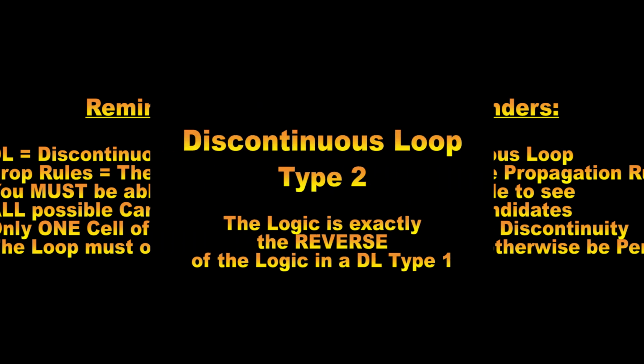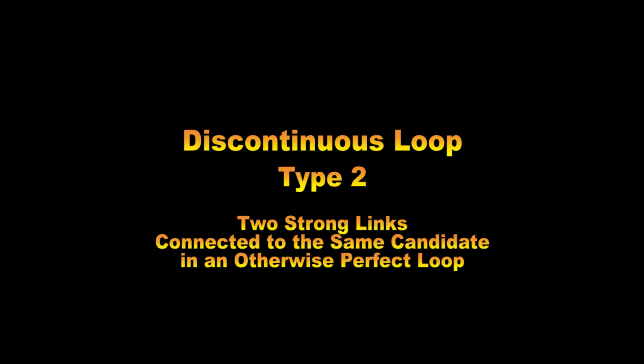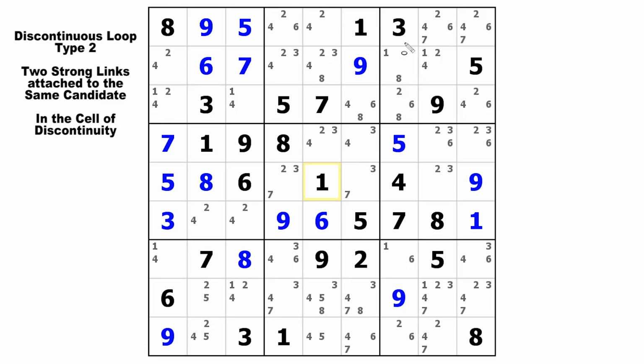Okay? Now, I hope you have all watched the previous two videos, number 41 and number 42, because the logic of a DL type 2 is exactly the reverse of the logic in a DL type 1. Instead of the prop rules being broken with two weak links connected to the same candidate in the cell of discontinuity, a DL type 2 is going to have two strong links connected to the same candidate in an otherwise perfect loop. Now here in this diagram, let's take a look at this candidate 6 up here in row 1, column 4.